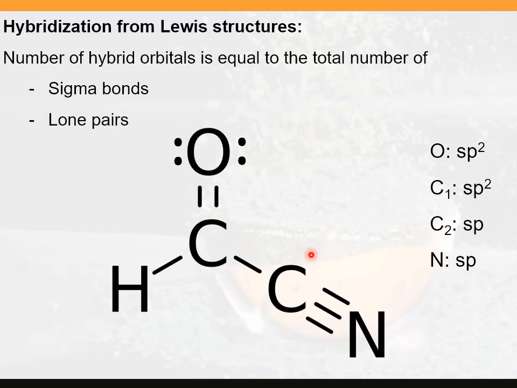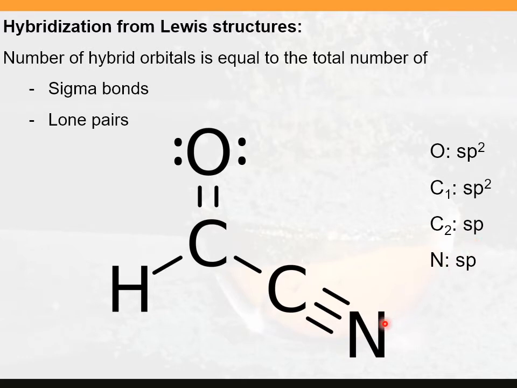This carbon over here is making 4 bonds, has no lone pairs on it, and doesn't need lone pairs because it's already making 4 bonds. Out of those 4 bonds, only 2 are sigma bonds and 2 are pi bonds, so it needs 2 hybrid orbitals. Therefore, the hybridization is sp.